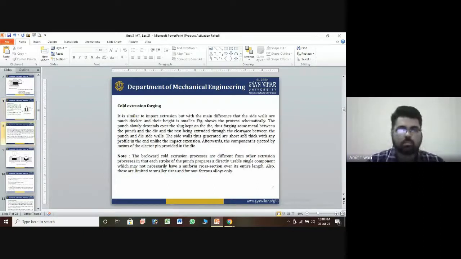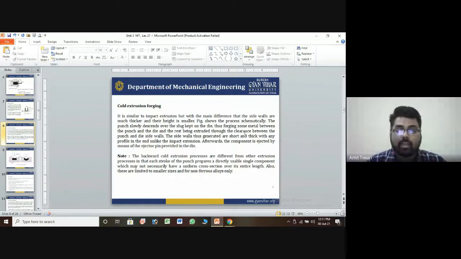Now that is cold extrusion forging. It is similar to impact extrusion, but with the main difference that the side walls are much thicker and the height is smaller. This is shown in the figure and in the next slide. These are the two different types of technique. Extrusion forging is similar to impact extrusion, but the side walls are much thicker and the height is smaller.